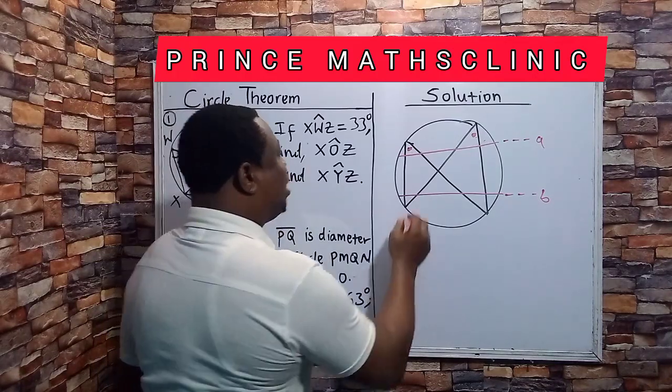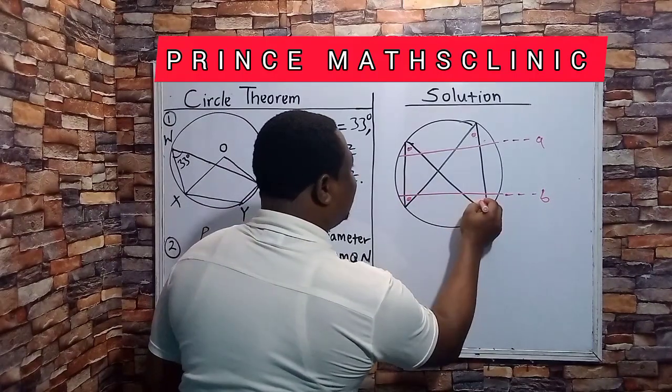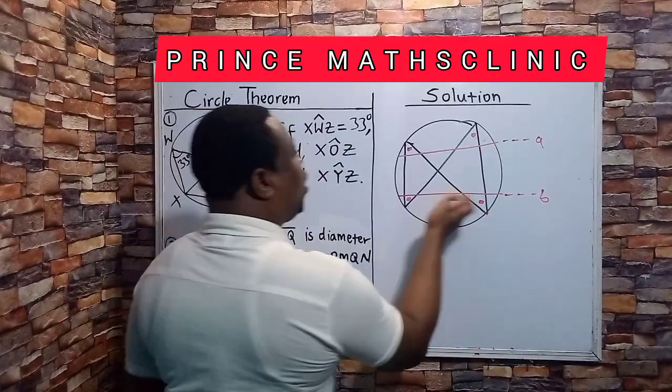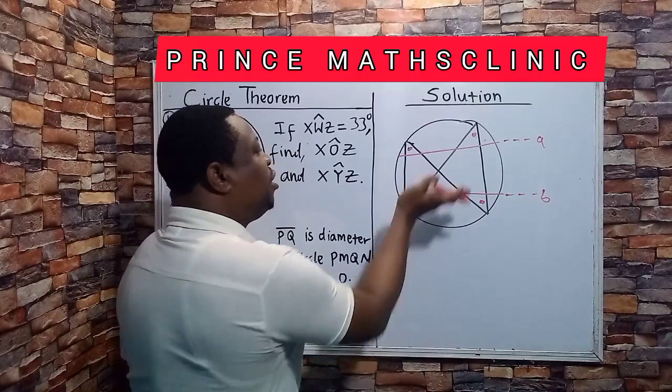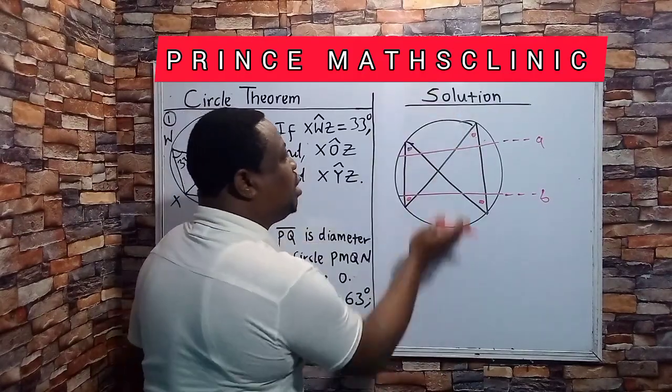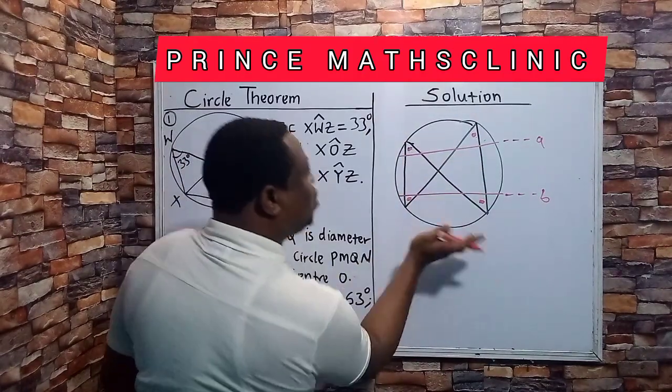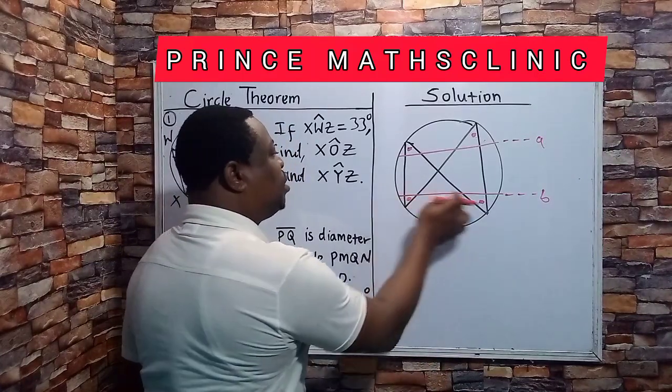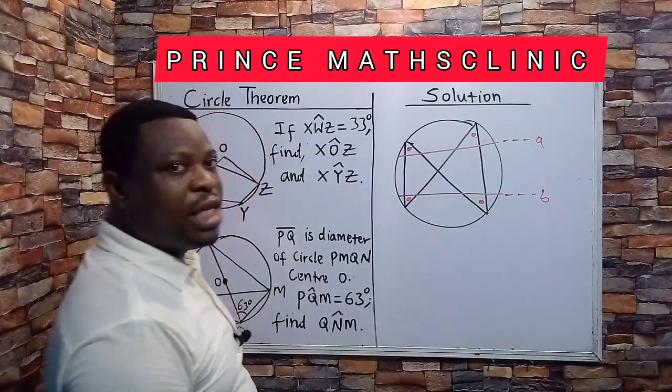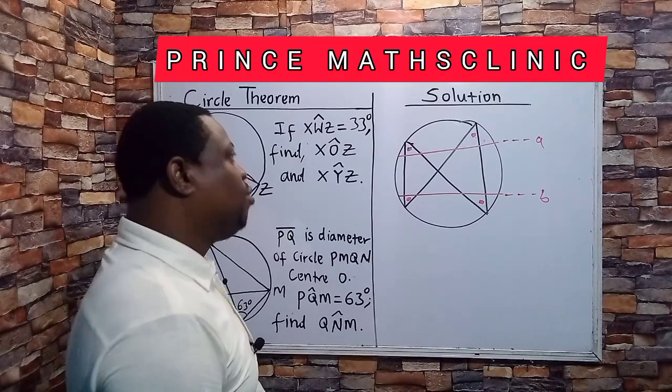Equal. Likewise, the angles here and here will be the same because this chord B has divided the circle into two segments. This is the major segment, the smaller part is the minor segment. Now, because the two angles belong in the minor segment, we say the angles are equal.